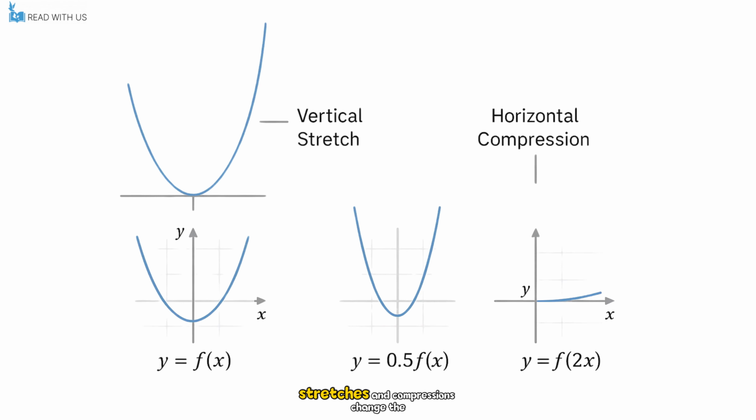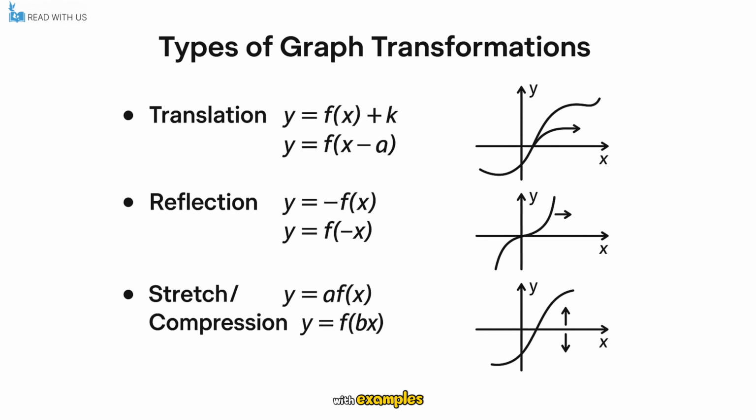Similarly, horizontal stretches and compressions change the graph along the x-axis. For example, y equals f of 2x compresses the graph horizontally by a factor of 2. Let's see a quick summary with examples.